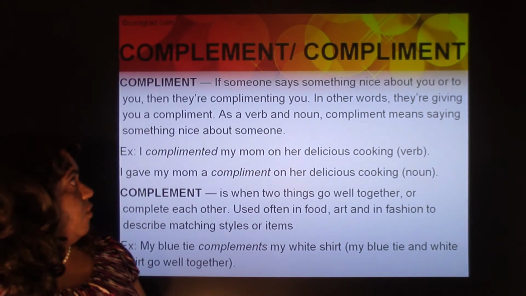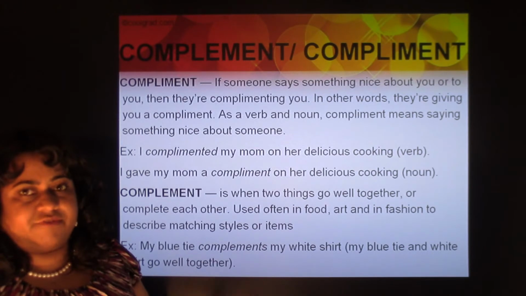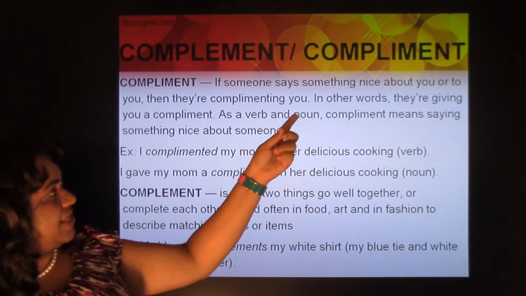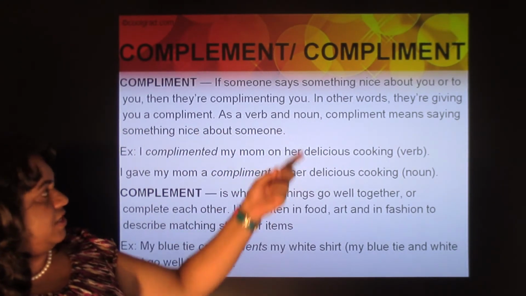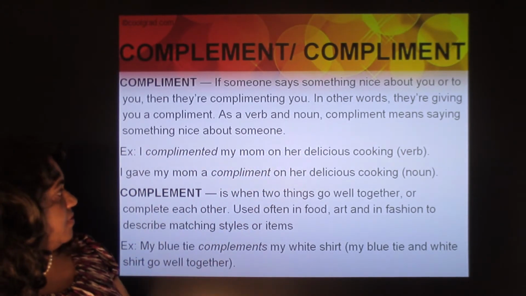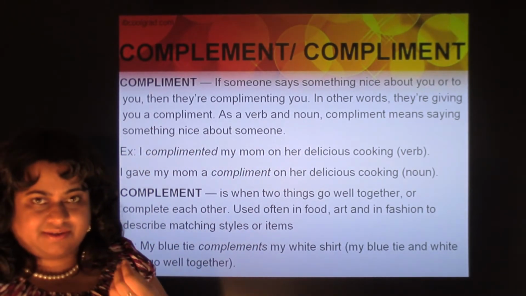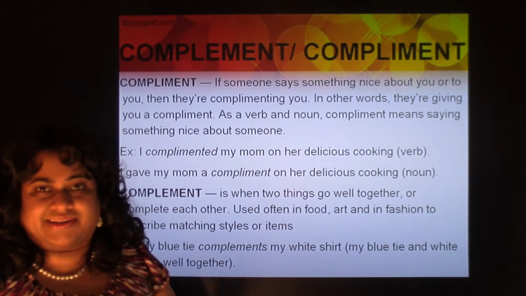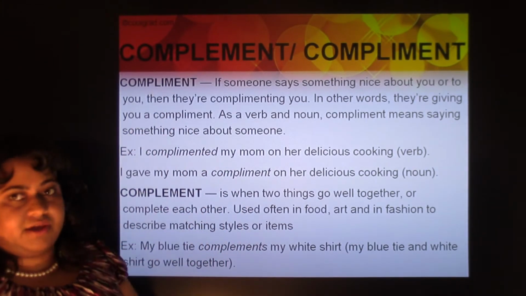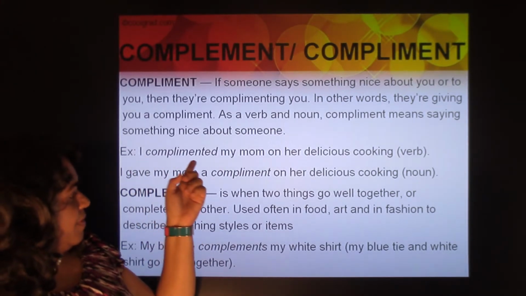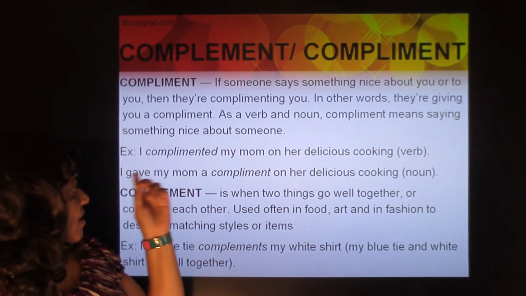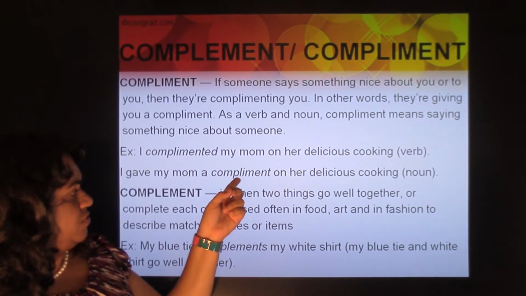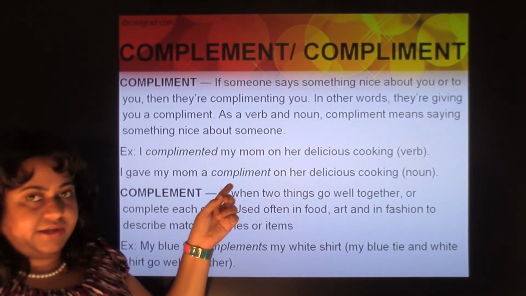Complement and compliment. So, this is again a commonly confused term. A compliment with an I is if someone says something nice about you or to you, then they're complimenting you. In other words, they're giving you a compliment. So a compliment can be used both as a verb and as a noun. When you give somebody a compliment, you're complimenting them. And both times we use the I, okay, compliment. I complimented my mom on her delicious cooking. I gave my mom a compliment on her delicious cooking. So in both these cases, here we use the verb and here we use a noun. Both are compliment with an I, okay?